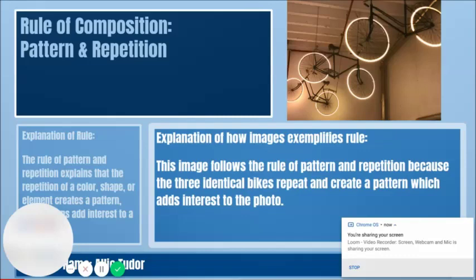Our first rule of composition is pattern and repetition. So I took this picture of some bikes that have neon wheels on them to illustrate this, because the repetition or the repeating bike makes a pattern, and that's what this whole rule is about, making a pattern, and it provides interest to a piece.